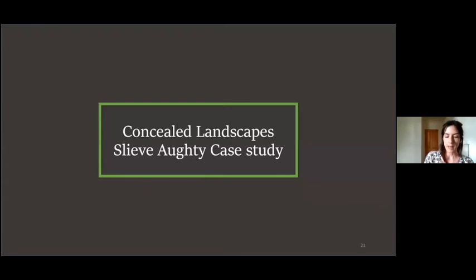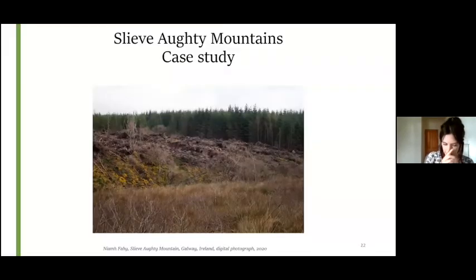So while the China clay pits had really created this visual imagery of extractivism and shaping, I was really curious about how slow violence might appear in landscapes where it could be more concealed or maybe not as easily recognized. So the Slieve Aughty Mountains are located in the west of Ireland. And within the last 50 years, the state-owned commercial forestry company Coillte have engaged in substantial planting and harvesting of coniferous trees in the area.